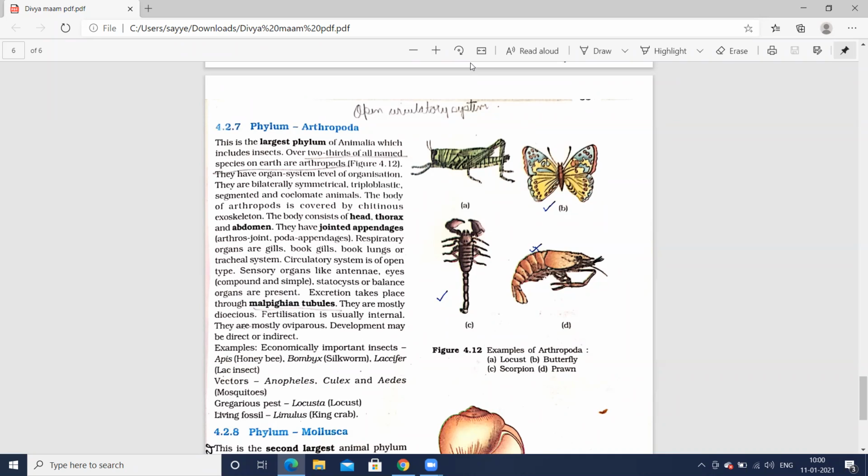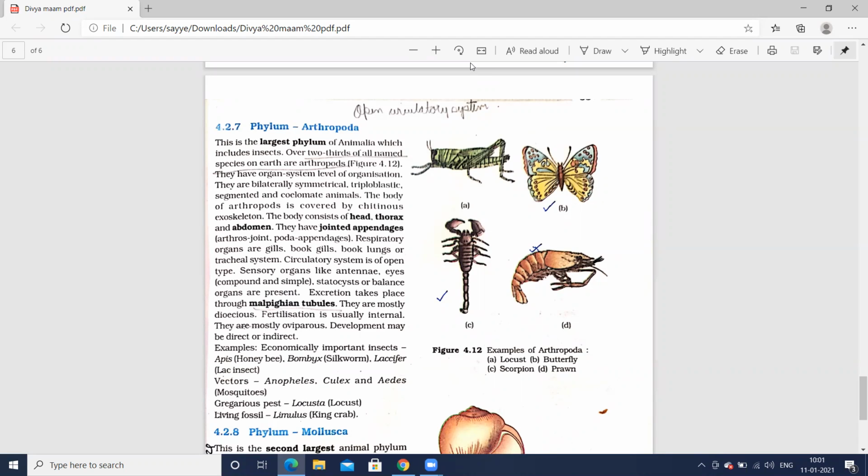They have an organ system level of organization. Now we are not talking about organ system, we are not talking about organ level. Which level have we reached now? Organ system level. Good. So we've reached the highest level of organization, that is organ system level. They're bilaterally symmetrical, triploblastic, segmented coelomate animals. The body of arthropods is covered by a chitinous exoskeleton. That means the exoskeleton is made up of what substance?